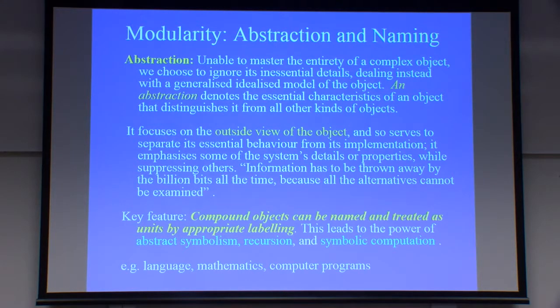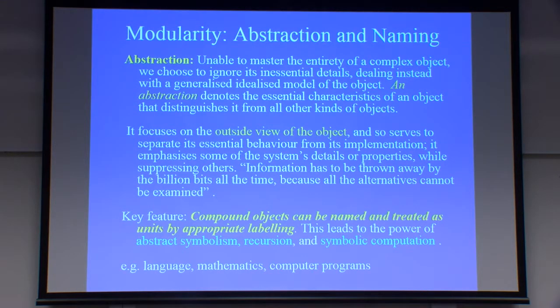And the key feature is that compound objects can be named and treated as units by appropriate labeling. So when you stick a lot of cells together to get, let's say, a lung, you can now talk about the lung and talk about the behavior of the lung. And so you can deal with these different levels of abstraction: the atoms, the molecules, the cell, and the lung. Give them each a name, and then you can deal with the behavior of it at each of those levels.